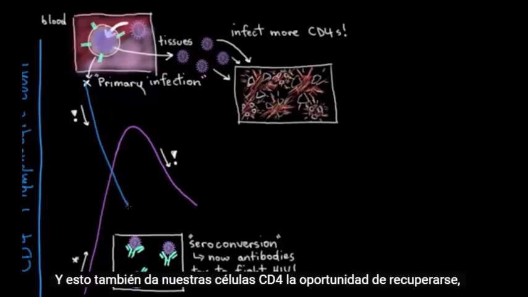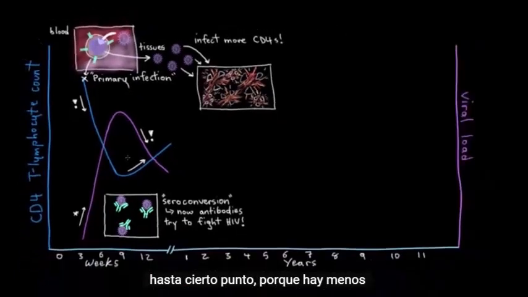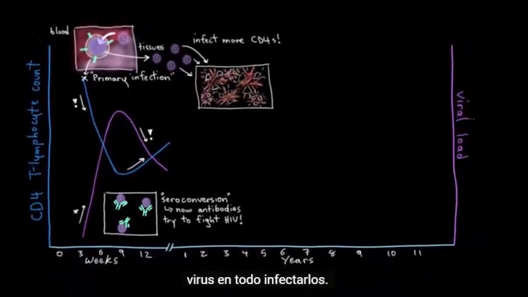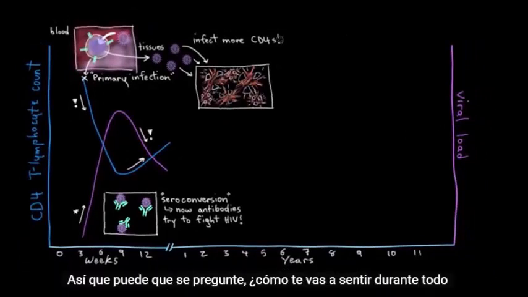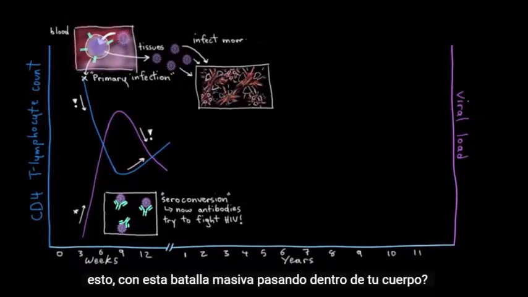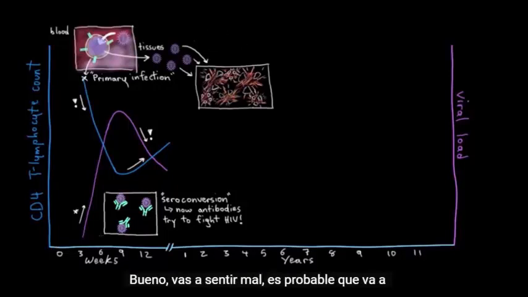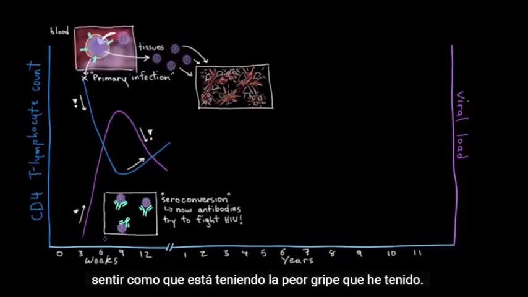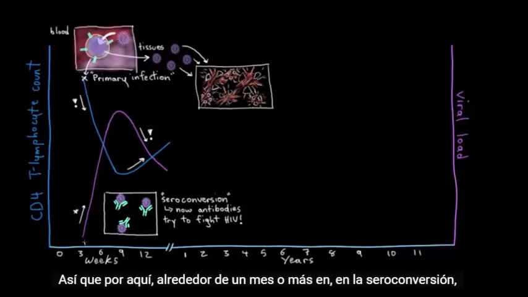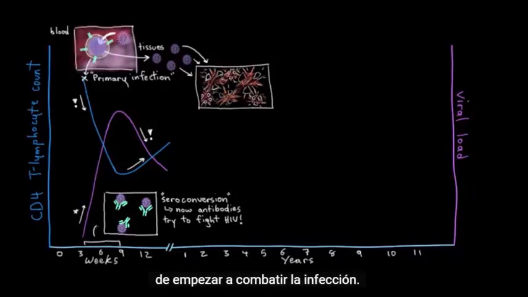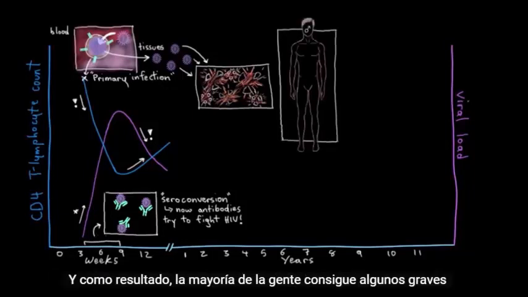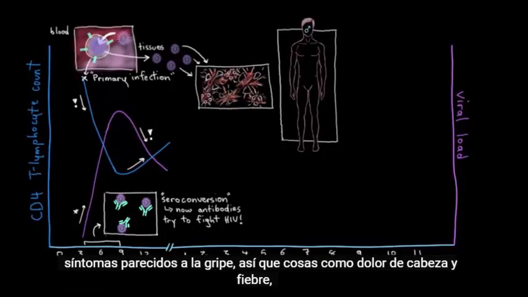And this also gives our CD4 cells a chance to recover to some extent, because there's less virus around to infect them. So you might be wondering how you're going to feel during all of this, with this massive battle going on inside your body. Well, you're going to feel sick. You're probably going to feel like you're having the worst flu you've ever had. So about a month or so in at seroconversion, you start to fight the infection. And as a result, most people get some serious flu-like symptoms.